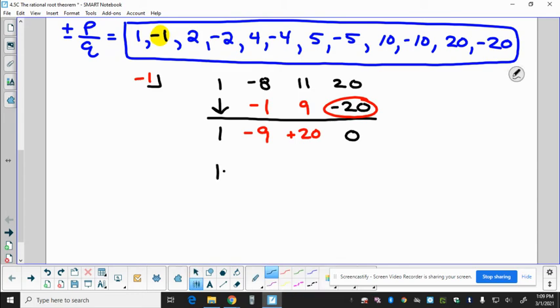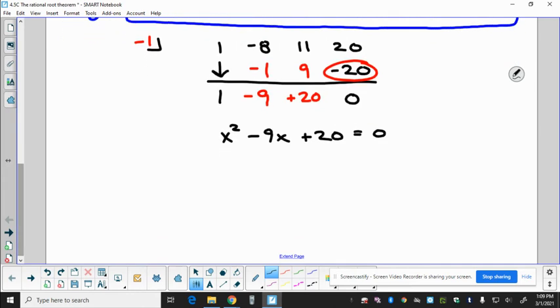So this would be 1x squared. You don't really need that 1 though, do we? Minus 9x plus 20 equals 0. So that's the depressed polynomial. You remember that from synthetic division. You drop down 1 degree. And we try to solve that.